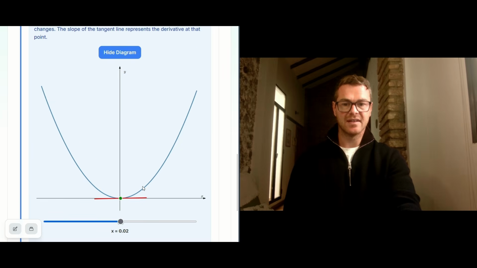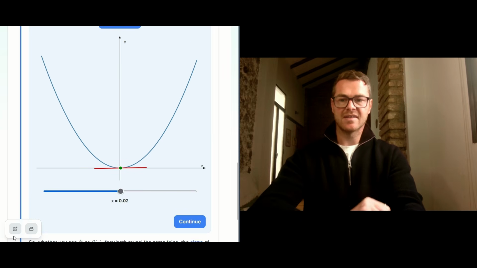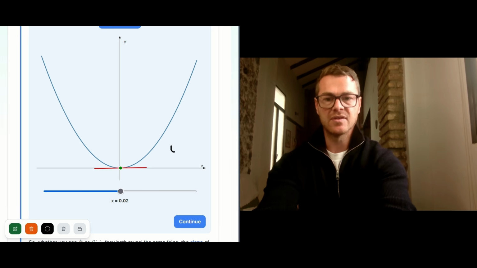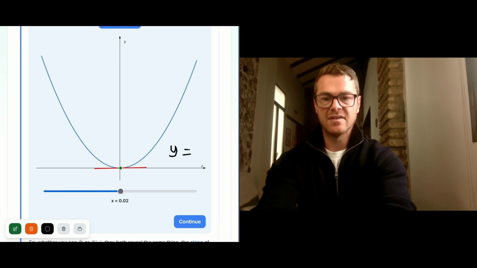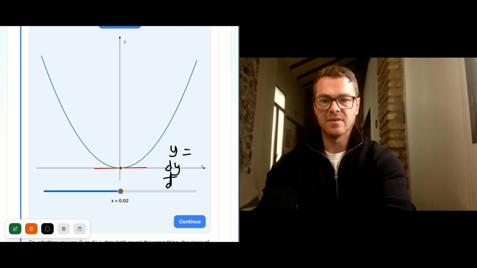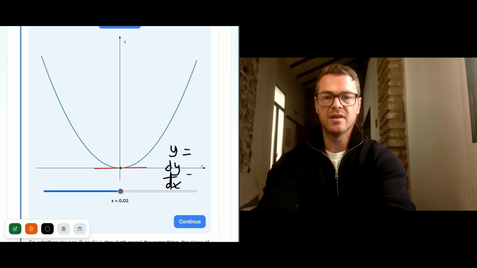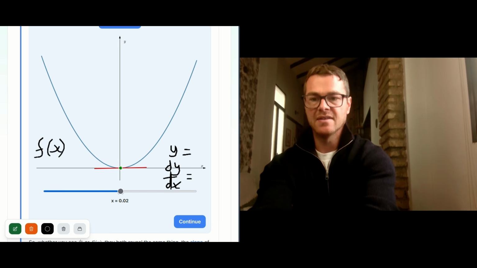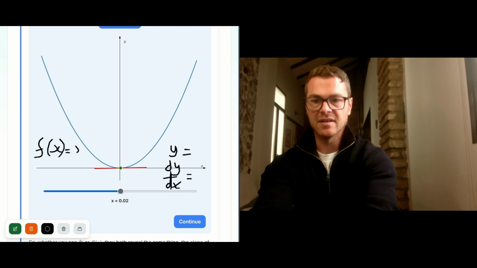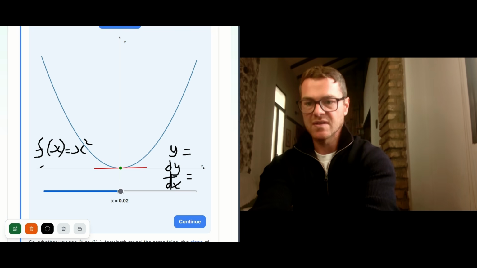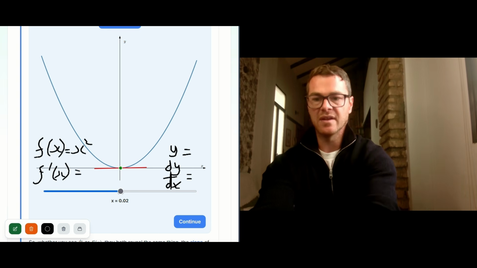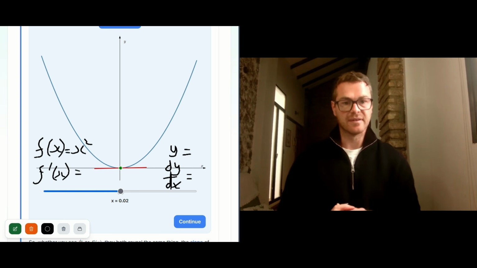Now, a few things that you need to know. If in the exam they give you y equals, so they give you the equation rather than the function, then the derivative is going to be dy/dx. So that's one way of saying it. Another one is if they give you a function, if they give you f(x), and they give you, let's say, x squared in this case, then I'm going to use f'(x) for the notation. So this is just another way of saying the derivative.